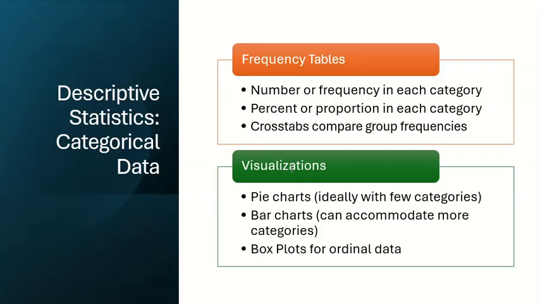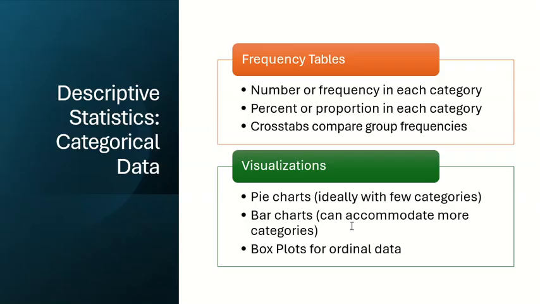Those can be visualized as well. Categories are usually represented either by pie charts, and those get a little bit hard to make sense of if there are too many pie slices. So personally, I would say four or fewer categories is more ideal for pie charts. Beyond that, it starts looking sort of like a kaleidoscope, but that's a personal preference.